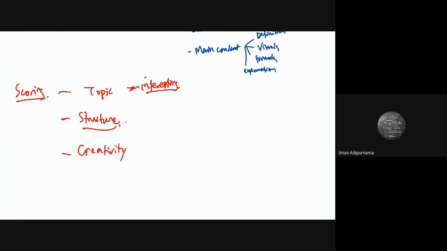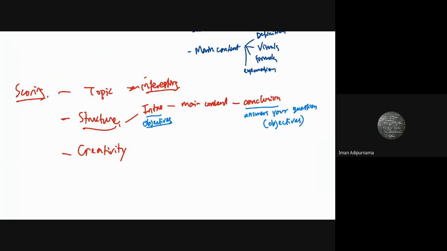So structure means that the intro needs to align with the main content, and it needs to align with the conclusion. So actually, if you have objectives in the introduction, what's your goal in your report, you need to conclude in the conclusion. So this should answer your question in the objectives. That's actually what the conclusion means. Okay.